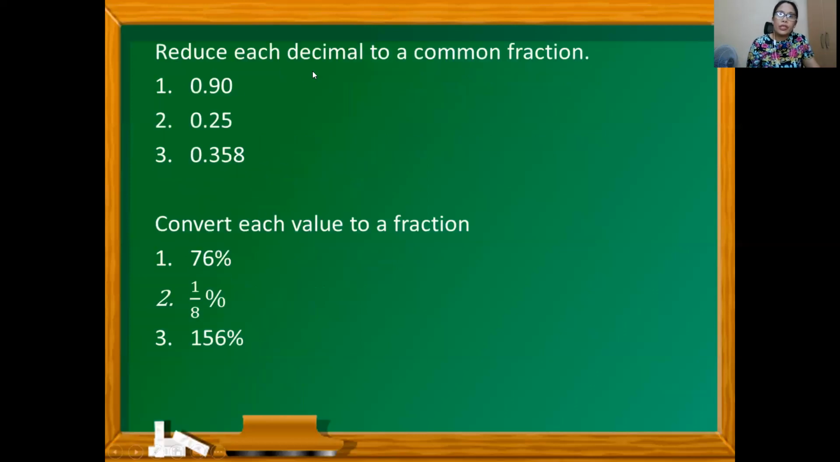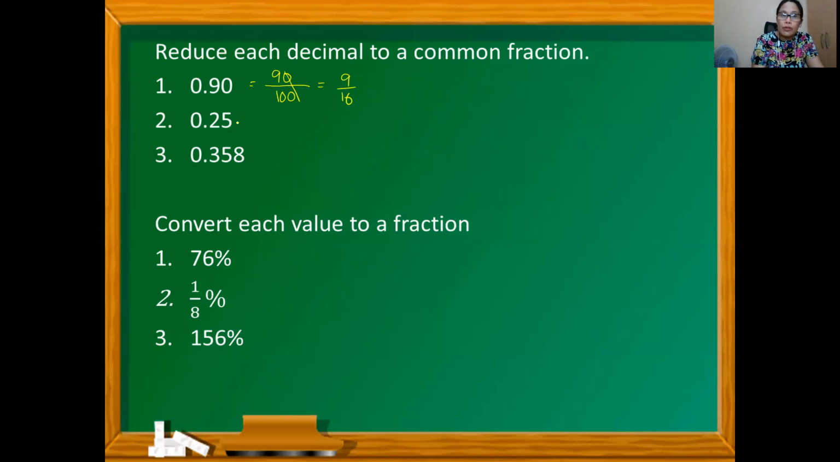And then we're going to reduce each decimal to a common fraction. Now, it's necessary that you know how to read each decimal value. Like for number 1, this is read as 90 hundredths. Okay? So in reducing decimal to a common fraction, we have to write the decimal number, disregarding the decimal point, as the numerator of a common fraction with the denominator, which is a power of 10. Okay, so for number 1, since this is read as 90 hundredths, the numerator is 90, and then we consider the place value hundredths, so this is over 100. And then we simplify, so this is equal to 9 over 10.